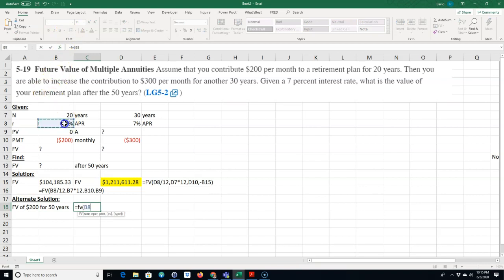The rate again is 7% divided by 12. Number of periods is going to be 12 times, well, 50 years is going to be this plus this, right? And then the payment is going to be $200. And there's no present value. I'm just going to hit enter at this point because present value is 0. Since this is an Excel function, I don't need to close the parentheses because Excel is going to know.